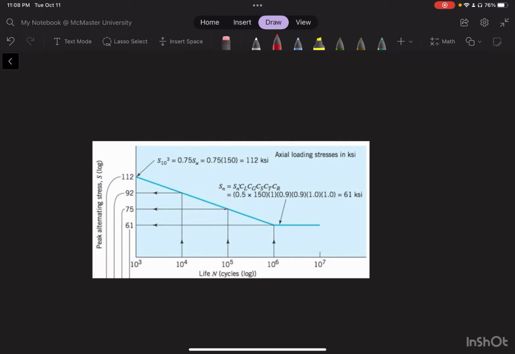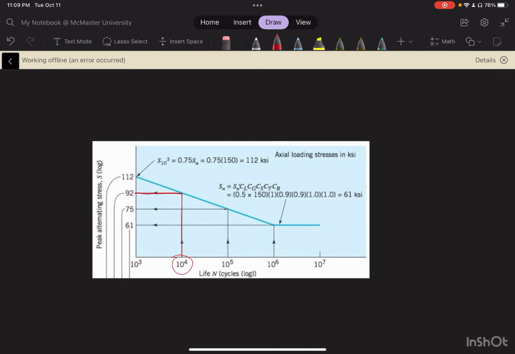Using the same logic, we can find the number of cycles at a given fatigue strength. The horizontal line is drawn from the fatigue strength until contact is made on the SN curve, and then a vertical line is made to the x-axis from that point onwards. Once the x-axis is reached, the value on the x-axis is the number of cycles for the certain applied stress. So say the value we're given is 92 KSI. We draw a line from 92 towards the SN curve, and from that point we'd start drawing a line that goes vertically to the x-axis, and 10 to the power 4 cycles is the life value.